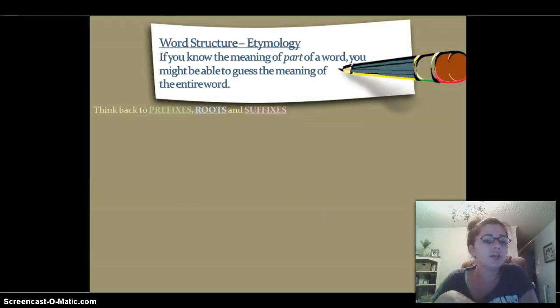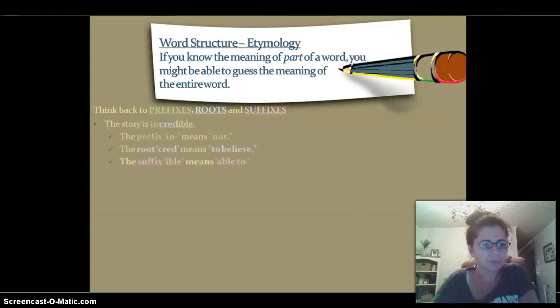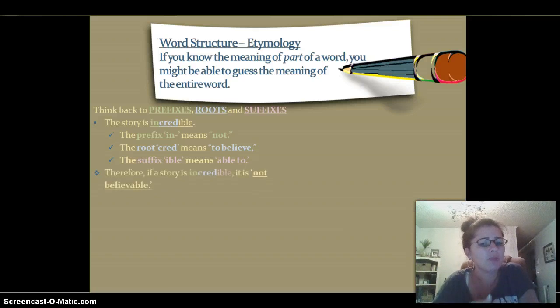So let's take a very quick look at word structure, called etymology, the study of word structure. If you know the meaning of part of a word, you might be able to guess the meaning of the entire word. And this is what we did with suffixes, prefixes, and root words. The story is incredible. The prefix in means not, the root cred means to believe, and the suffix able means able to. Therefore, if a story is incredible, it is not believable.